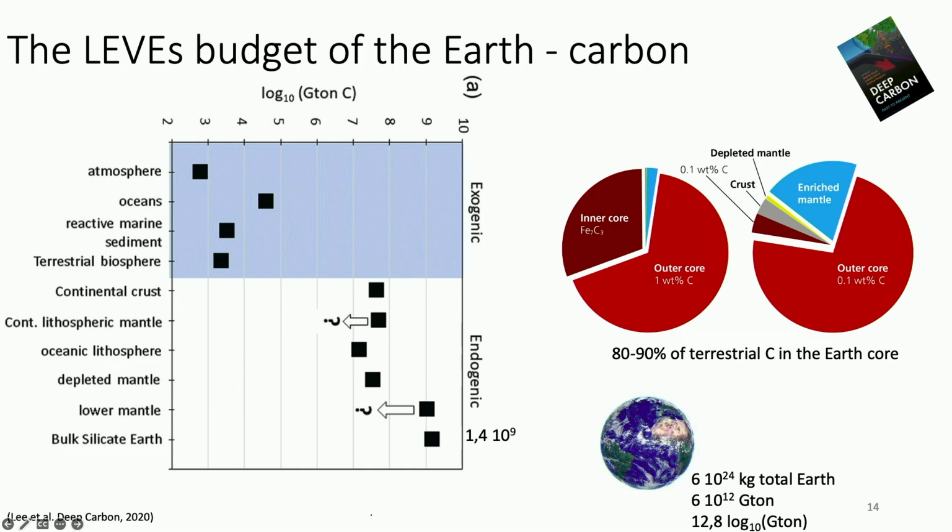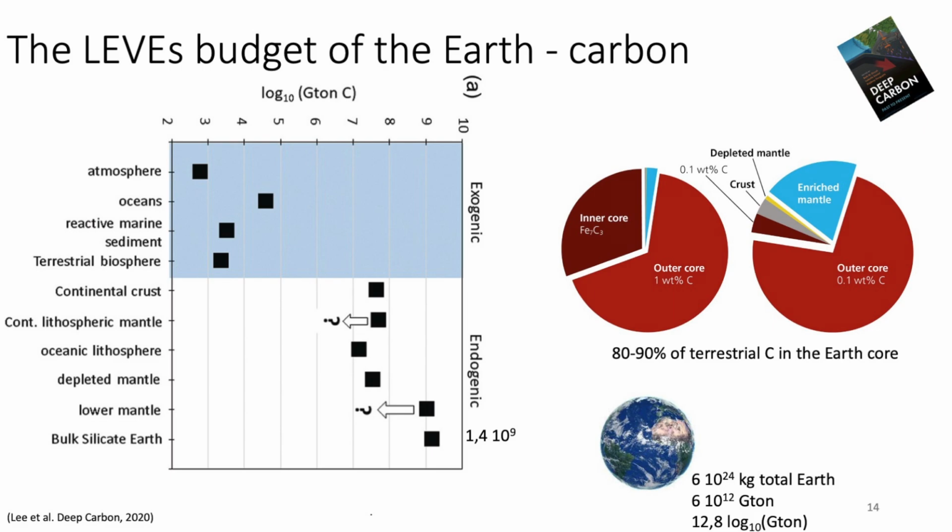So I will go into how the Earth provides what we call the life essential volatile elements. Here you have the distribution of carbon in the different Earth reservoirs. We have a reference of the bulk silicate Earth here with 1.4 × 10^9 gigatons of carbon. As we move toward the surface, we have less in the inner Earth, and then orders of magnitude less in the atmosphere, the exogenic envelopes of the Earth. So there is enough carbon on Earth.